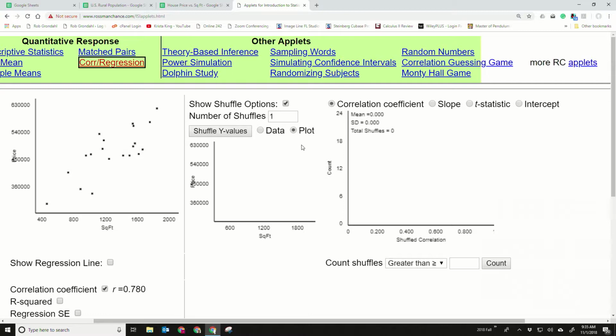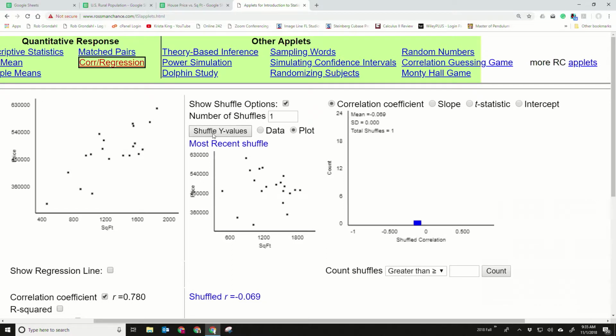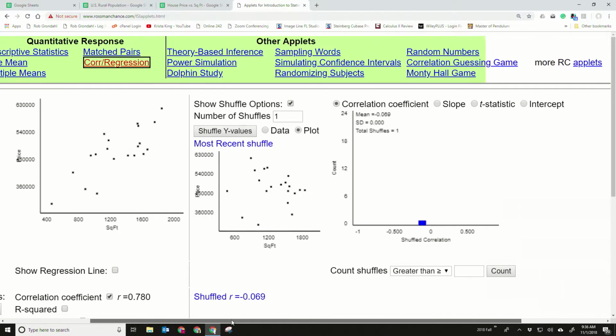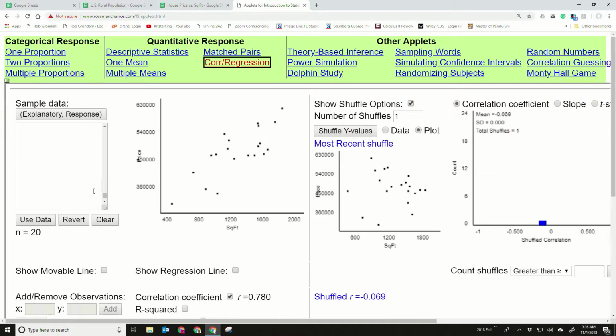And so let's click on shuffle and see what that does. Here's a scatter plot. What is that a scatter plot of? Well, let's go back over here to our data. All it did was scramble these prices, randomly scramble these prices. So now they're randomly connected to these square footages.